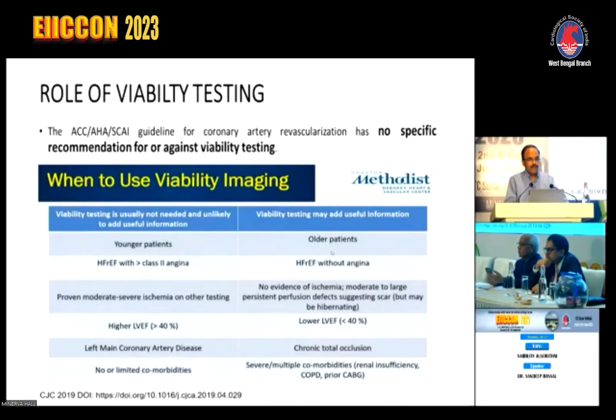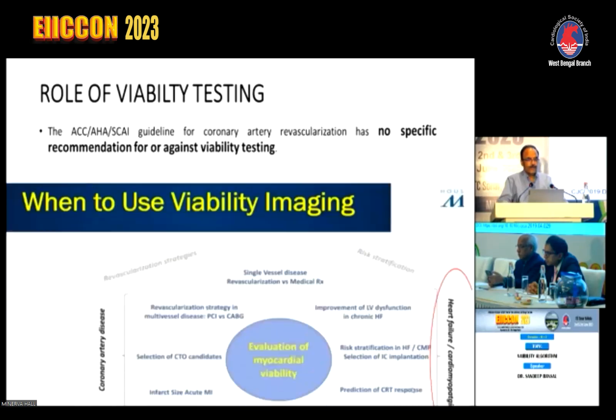So when do you use viability testing? Not in very young patients, not in people who have angina, not in people who have a normal left ventricular function, and not in people who have ischemia on routine testing like treadmill or dobutamine stress echo. But it is more useful in people with left ventricular dysfunction, who are relatively older, who don't have any angina, and on their angiography you find a chronic total occlusion.